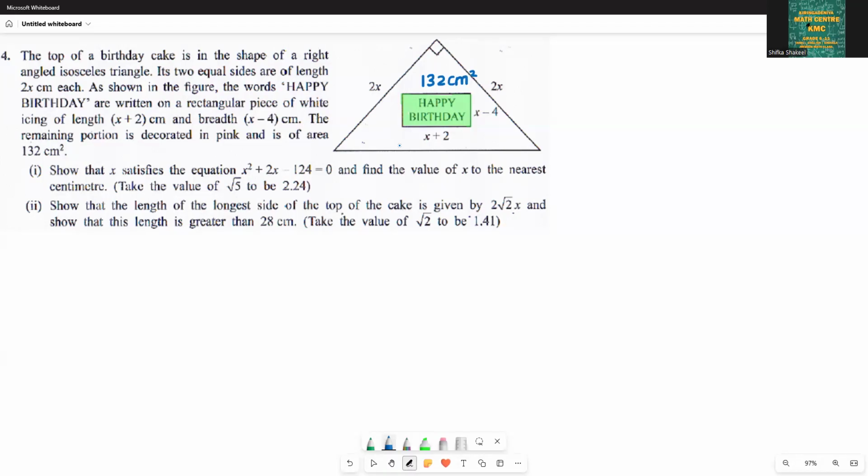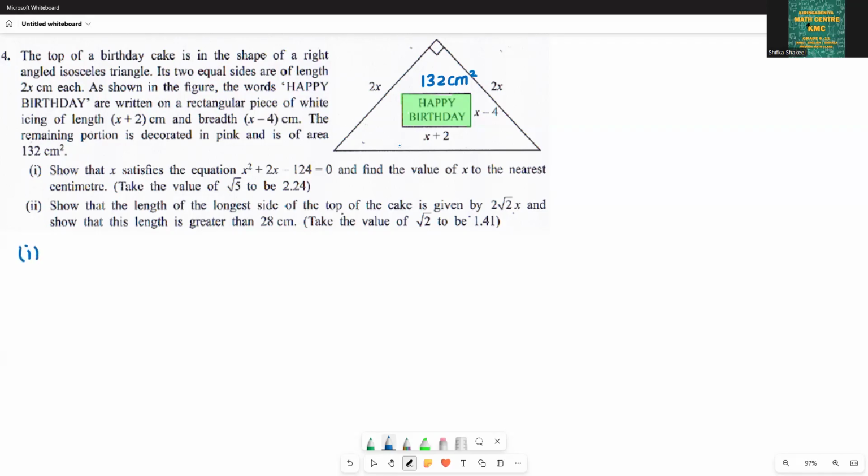How do we find the area of this remaining portion, children? First part: show that x satisfies the equation x squared plus 2x minus 124 equals 0, and find the value of x to the nearest centimeter. So how do we find the area of the remaining part?